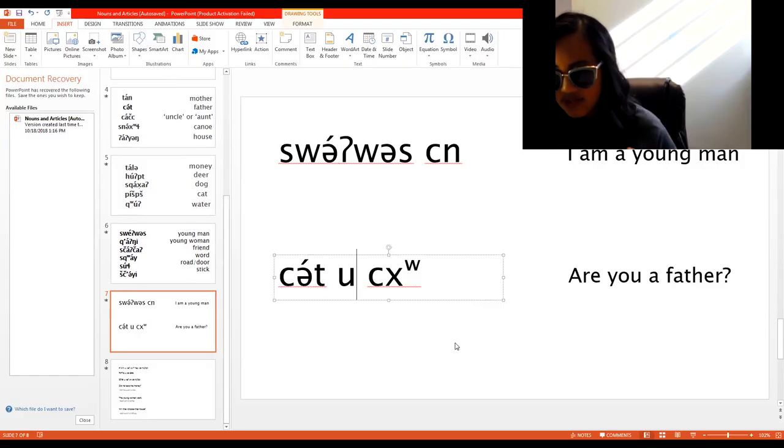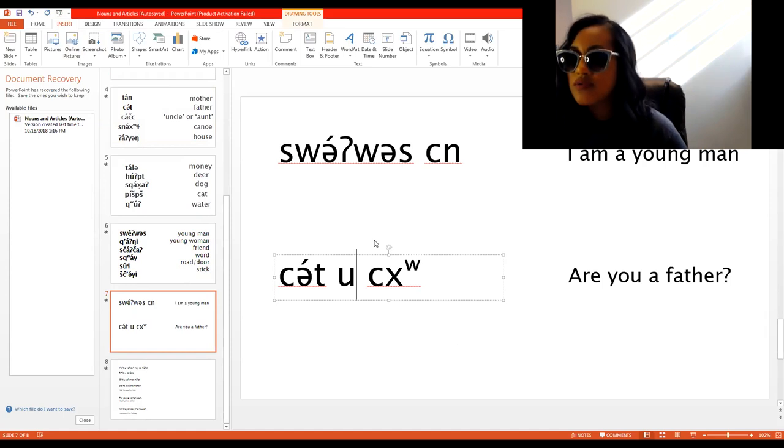So nouns in Klallam also usually can be used as verbs. For example, sveitwasen, I'm a young man. And sutut, this right here, meaning are you a father? The most prominent vowel of every noun is marked with an accent mark. This one right here, sveitwas.